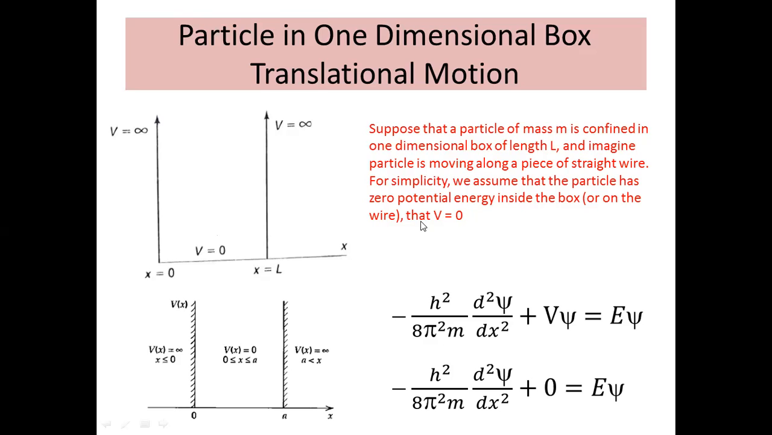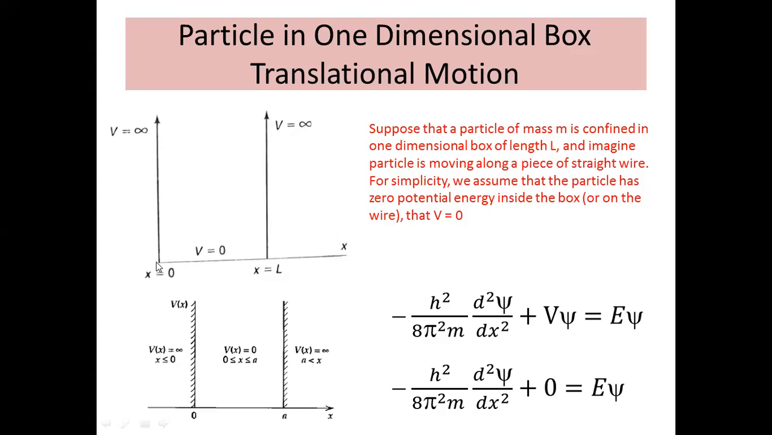So here, starting with the very simple application of the Schrodinger wave equation to consider the translational motion, we are going to consider a particle. A particle, let's suppose the electron of mass m, is confined in this one-dimensional box with length L. So x is the x-axis, and L is the total length along the x-axis.